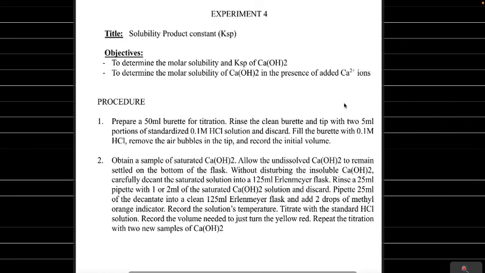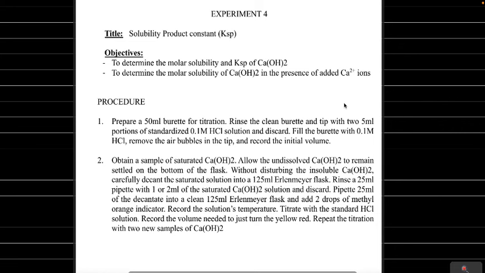Okay, today's experiment is experiment 4, and the title is solubility product constant, KSP. The objective of this experiment is to determine the molar solubility and KSP of calcium hydroxide, and also to determine the molar solubility of calcium hydroxide in the presence of calcium ion. Recall that calcium ion, when added to calcium hydroxide, will play the part of a common ion.